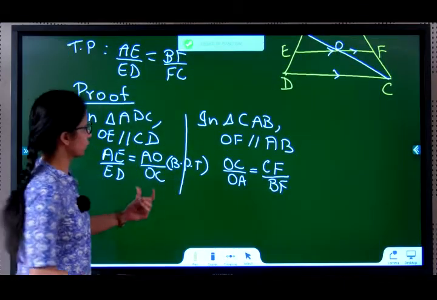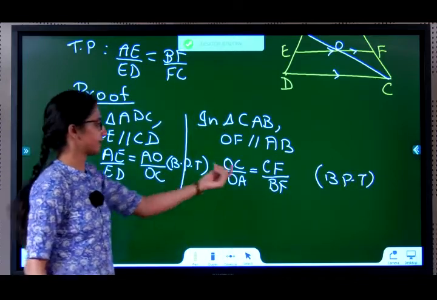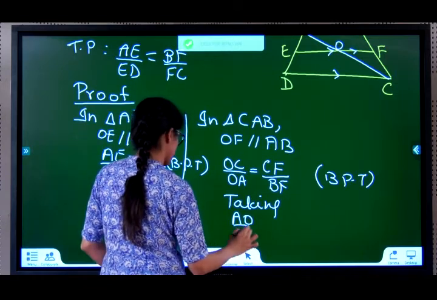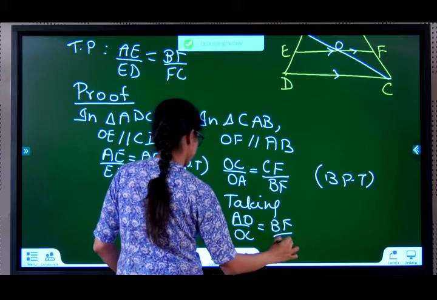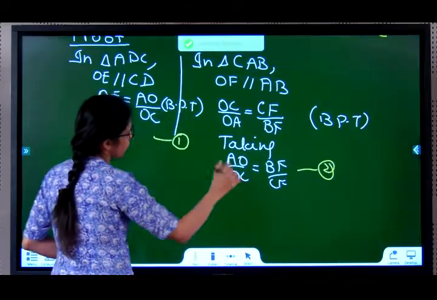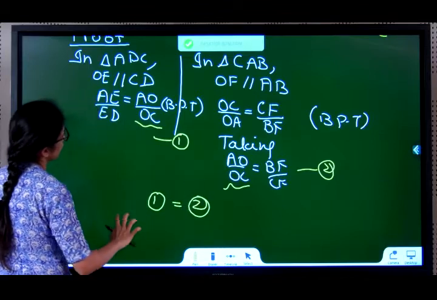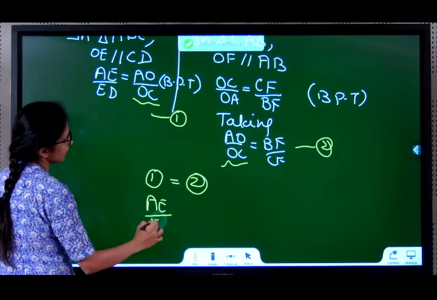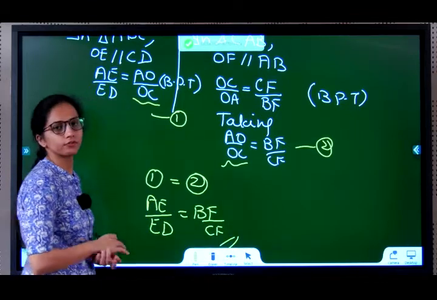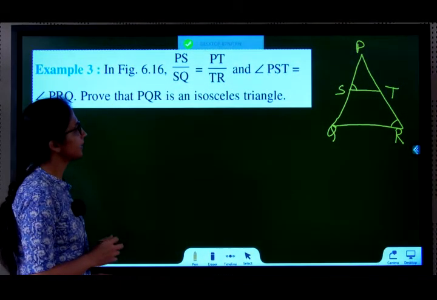I want to equate these two, so I can first take reciprocal. Why? Because I have AO by OC here, I will create AO by OC here also. Taking reciprocal, AO by OC is equal to BF by CF. Now I can say this is equation 1, this is equation 2. Both of them have AO by OC. Therefore, 1 is equal to 2. So, therefore, we can say AE by ED is equal to BF by CF. Hence, proved.